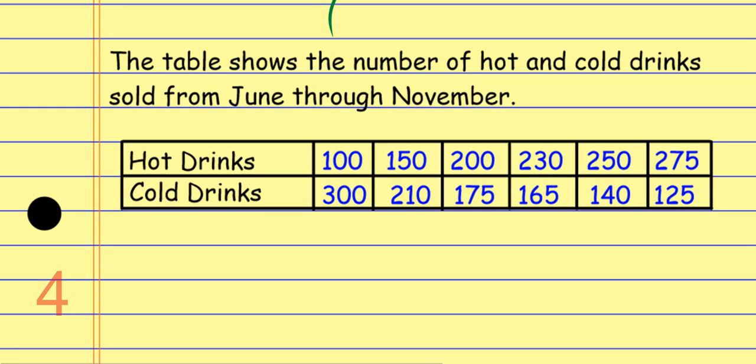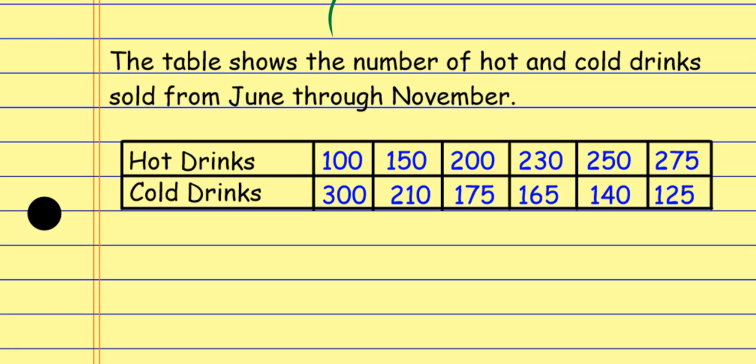If we look at something like this, I've got hot and cold drinks sold from June to November. The number of hot drinks sold from June to November, we can see, is steadily increasing from 100 to 150 to 200, 230, 250. So it's gradually increasing. The number of cold drinks from June to November is gradually decreasing, 300 to 210 to 175. And so as the hot drinks are going up, the cold drinks are going down.